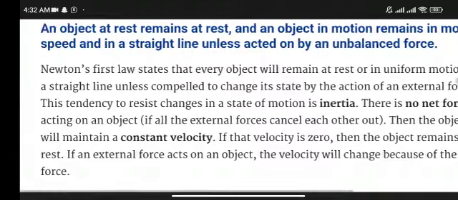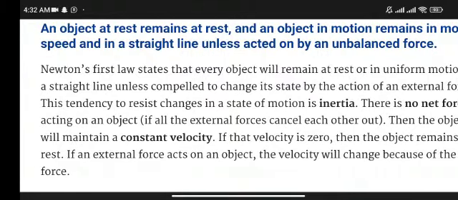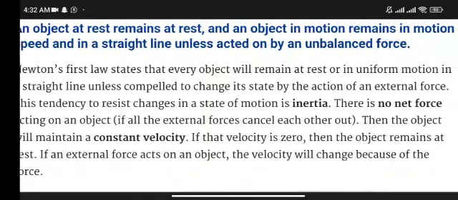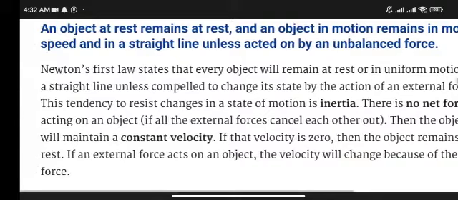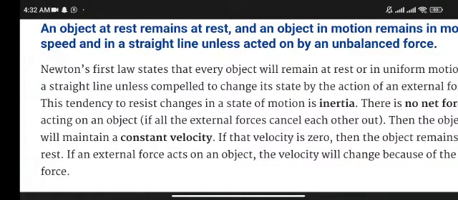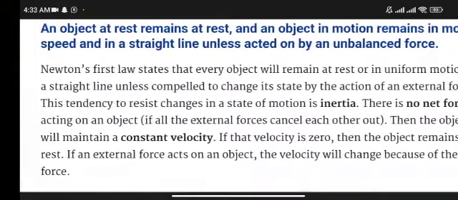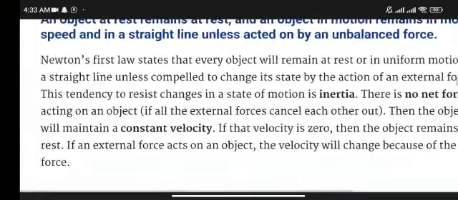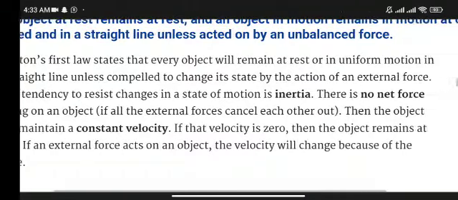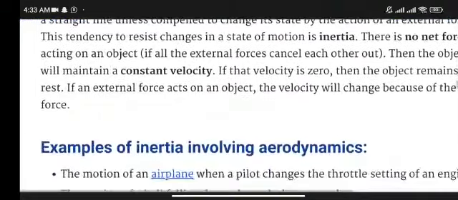If there is no net force acting on an object, that is, if all the external forces cancel each other out, then the object will maintain a constant velocity. If that velocity is zero, then the object remains at rest. If an external force acts on the object, the velocity will change because of the force.